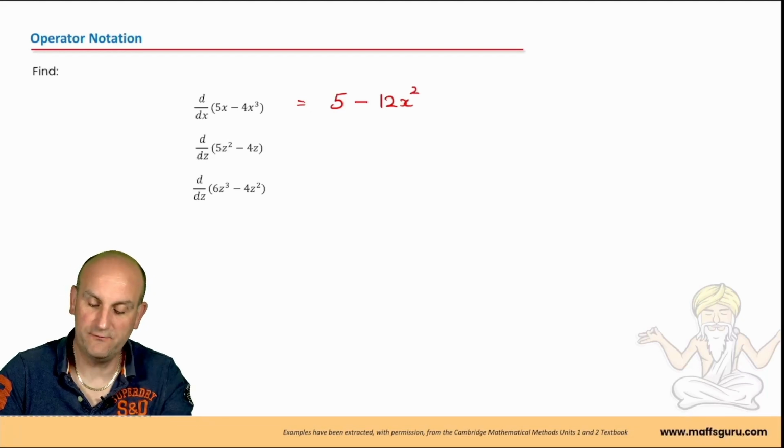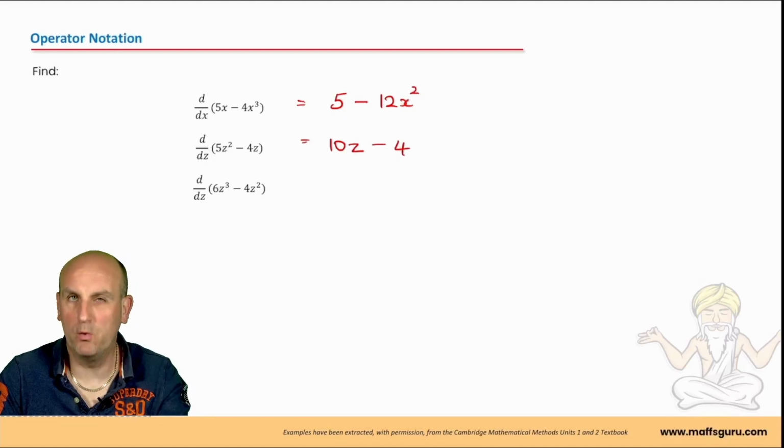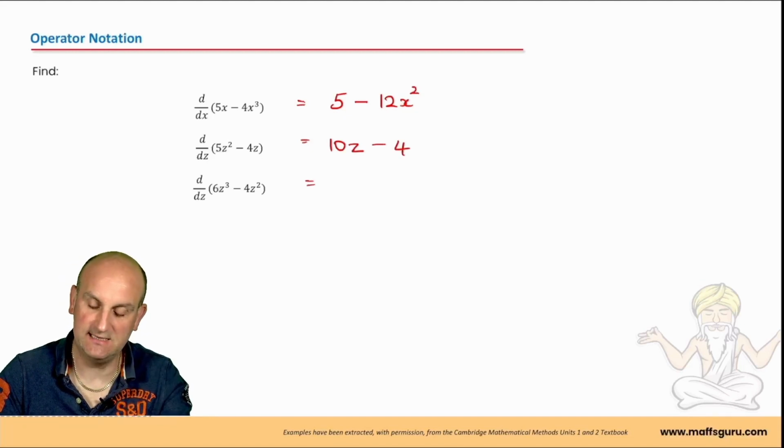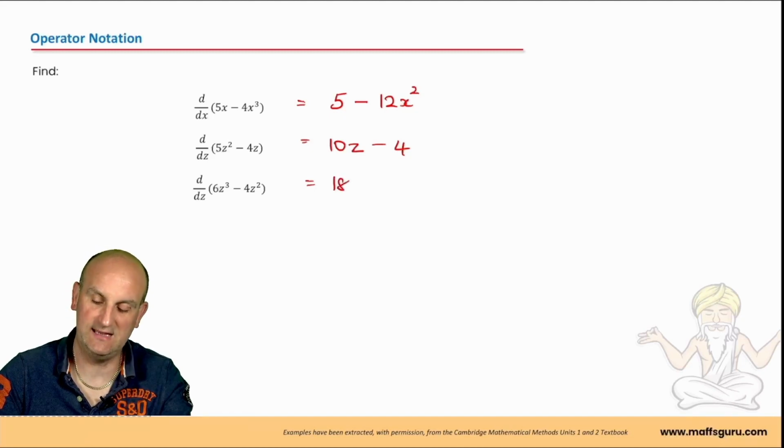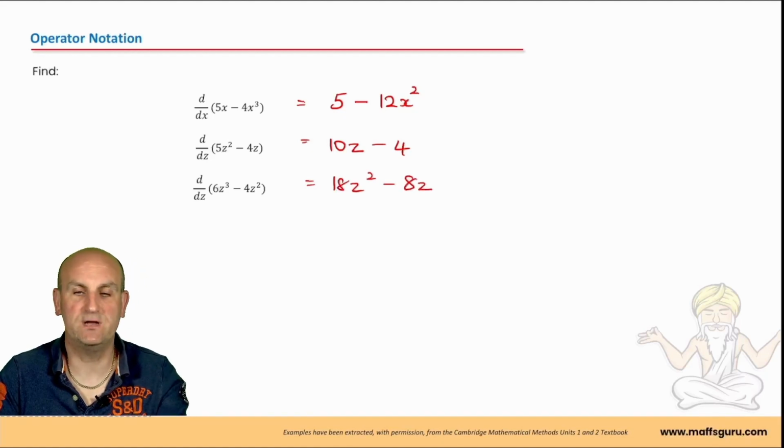There we go. Differentiate what's inside here with respect to z. Job done. We can do that. So it's going to become 10z minus 4. Again, the more you do this, the quicker you get. 6z cubed, which gives me 6 times 3, 18, z squared, 4 times 2 gives me 8z. Ka-ching. Faster and faster and faster.